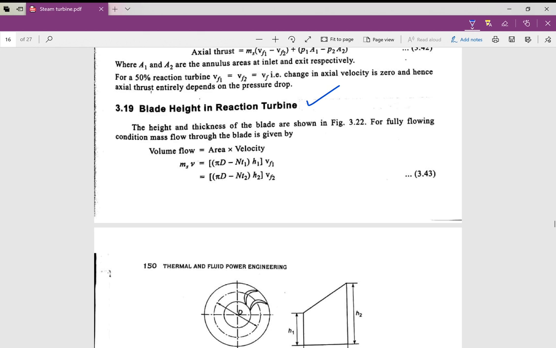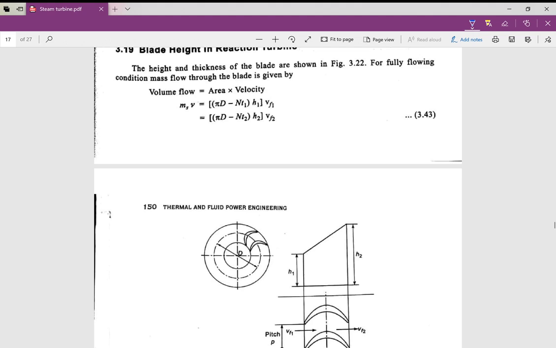Yes. So for the blade height of a reaction turbine, first we should calculate the volume flow. For the volume flow between two consecutive blades, first we should get the area and then the velocity. You know already, that is rho A V. Right, this is the discharge. This rho is constant, so henceforth we have considered area and velocity.